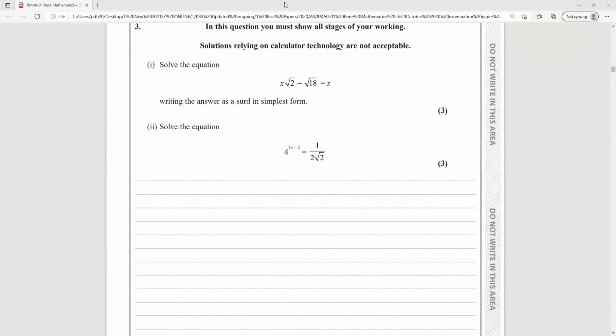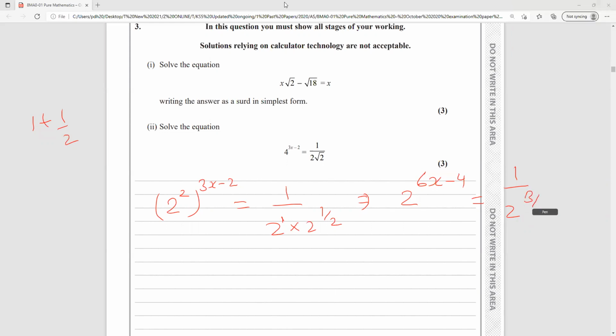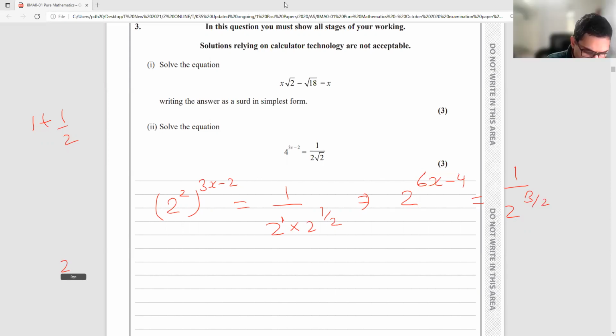Could we first separate the 4 to the power 3 to x minus 2 and make it into the 2's, like what I did was I separated the power on the left. Very good. So you wrote 2 to power 6x minus 4 is equal to 1 over 2 to power 1 plus half. Again, you can use calculator. It is going to be 2 times 1 is 2 plus 1, 3 over 2. So which means it is 2 to power 6x minus 4 is equal to 2 to power minus 3 over 2.